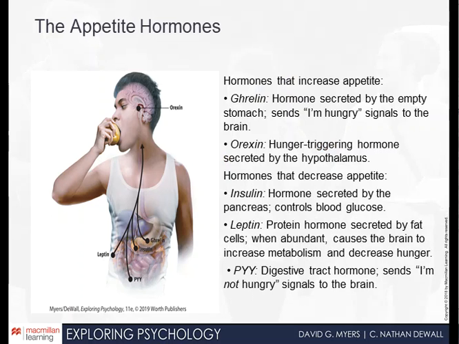A couple other things too, real quickly. The appetite and hormones. Hormones that increase the appetite are ghrelin, a hormone secreted by the empty stomach, sends the I'm hungry signal. We have orexin, a hunger triggering hormone secreted by the hypothalamus. We have other types of hormones, insulin and leptin, that also play a significant role in enhancing or controlling our appetite in some way that will motivate us to eat or consume food.